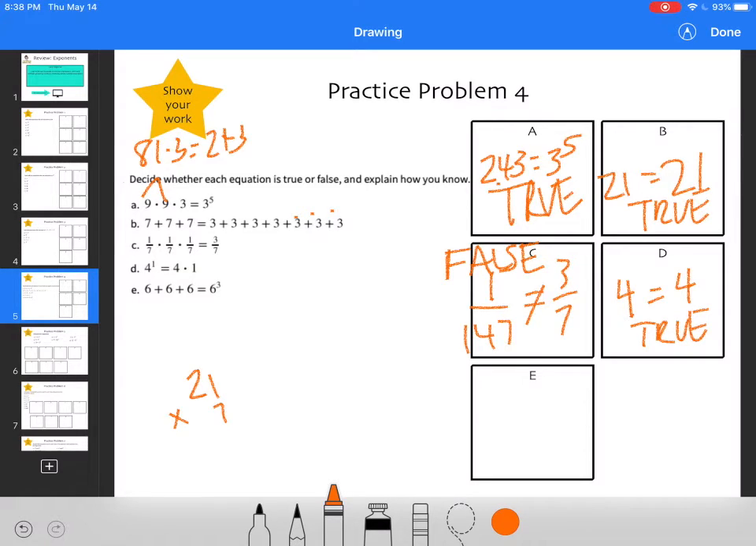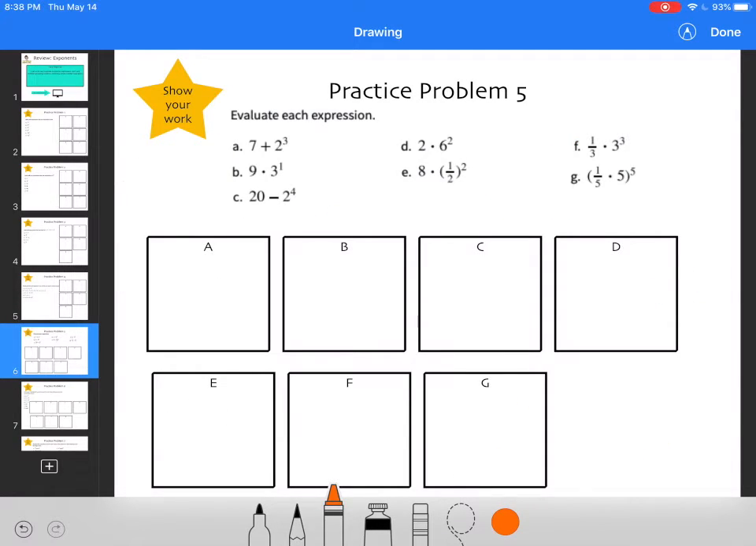So A, B, and D are true. This one is 6 plus 6 plus 6, which is 18. Is that equal to 6 times 6 times 6? Well, that's 36 times 6, which is 216. So this one is also false. So C and E are false. A, B, and D are all true.